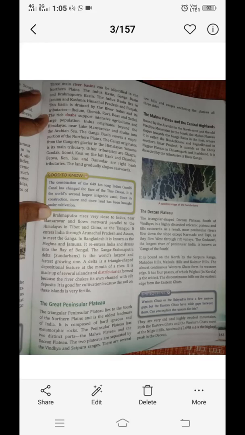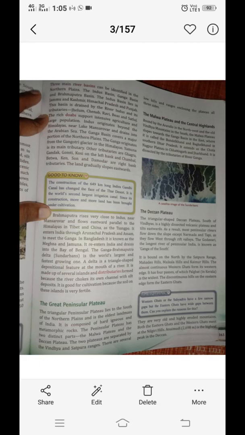The Great Peninsular Plateau. The triangular peninsular plateau lies to the south of the southern plain, and it is the oldest landmass of India. It is composed of hard igneous rock and metamorphic rock. The peninsula has two distinct parts, Malwa Plateau and Deccan Plateau. The two plateaus are separated by Vindhya and Satpura range.